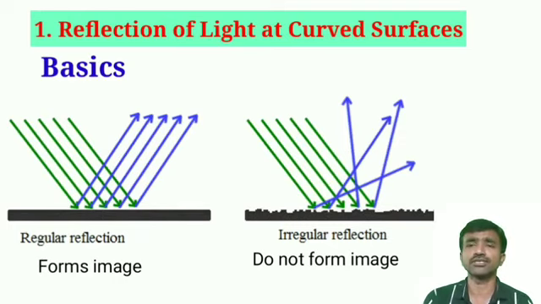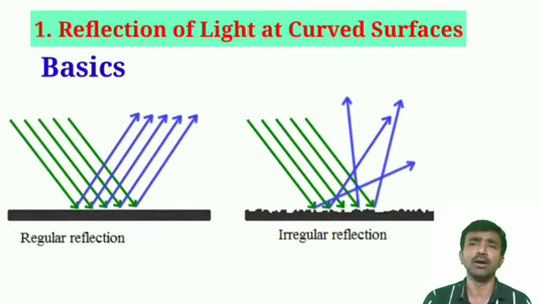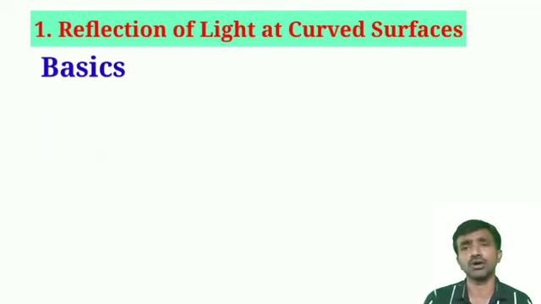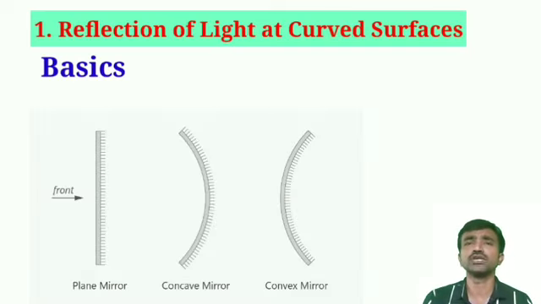Regular reflection will take place from any type of mirror. It may be a concave, a convex or a plane mirror. Irregular reflection takes place from any object. Smoothly polished objects are said to be almost perfect reflectors, but not like mirrors.